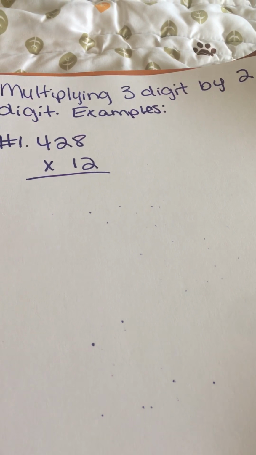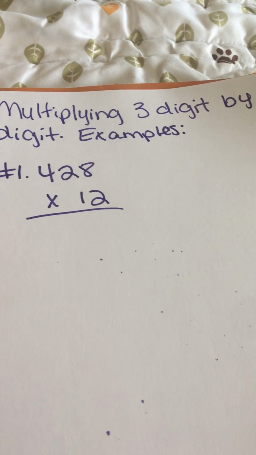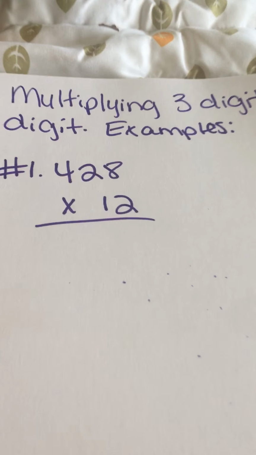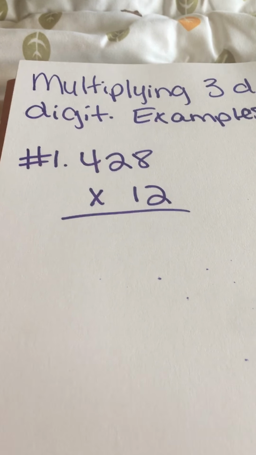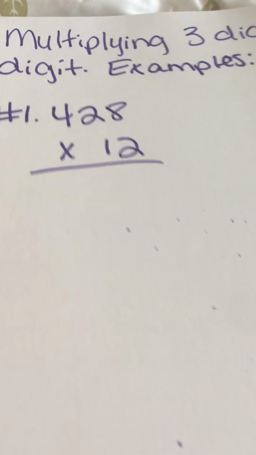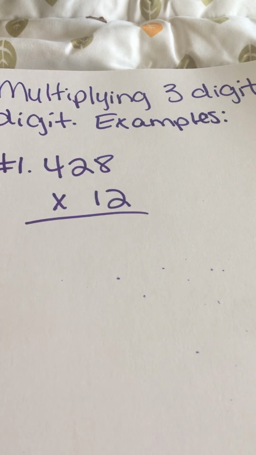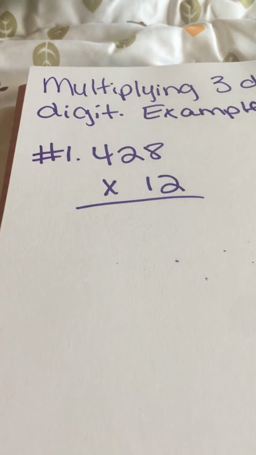Okay, so multiplying 3-digit by 2-digit. An example, a few examples. Now here's the thing. Your kid may do it differently than how I do it. That's fine. But I noticed there was a problem when it came to the carrying and getting confused. And so we tried a different method. But they can do it the way they know how.